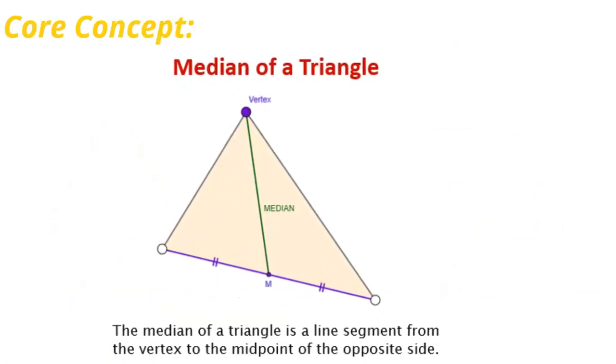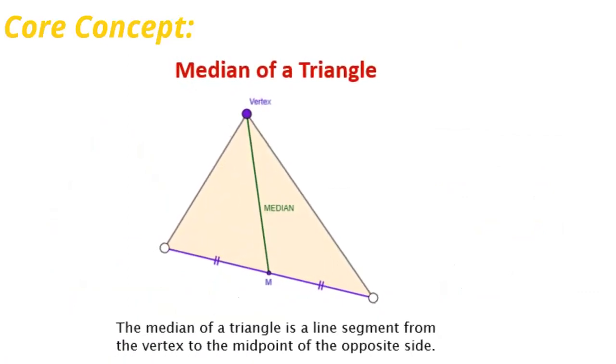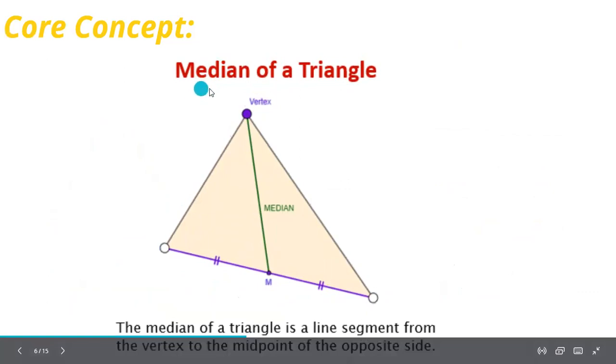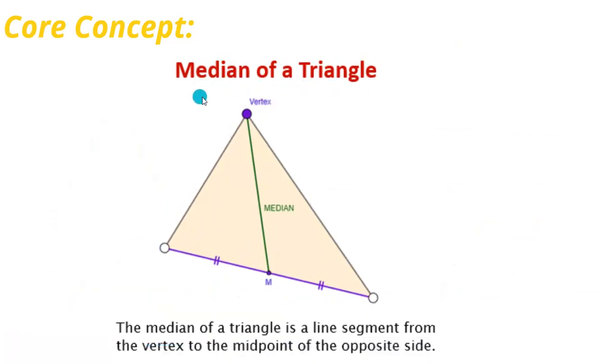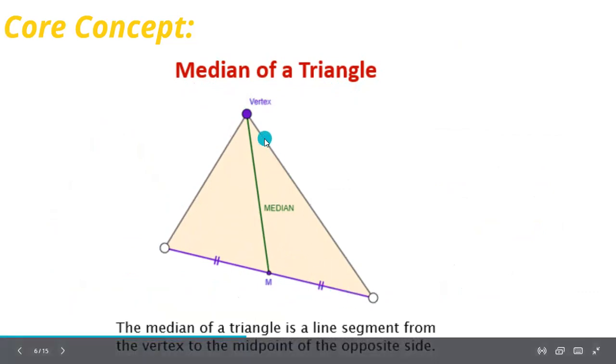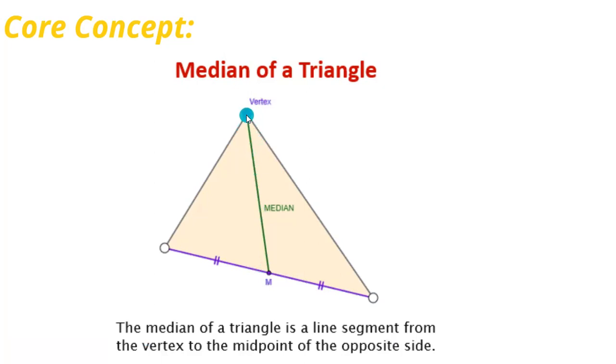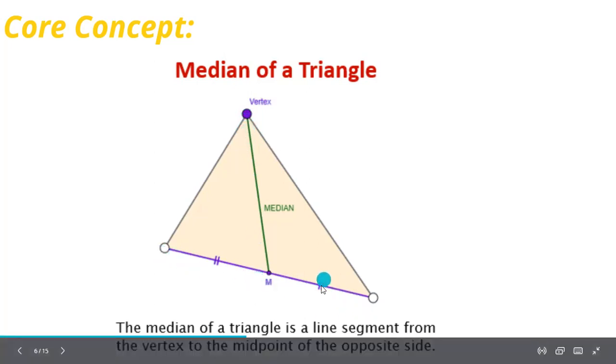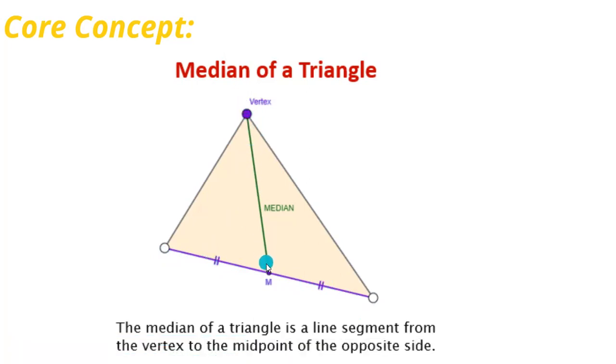Now core concepts. Currently we are going to learn about the median of a triangle. So what is a median? It is the line segment from the vertex to the midpoint of the opposite side. From this vertex, I'm going to draw a line segment to the midpoint of this opposite side, which means these two parts will be equal. So this line is called the median.